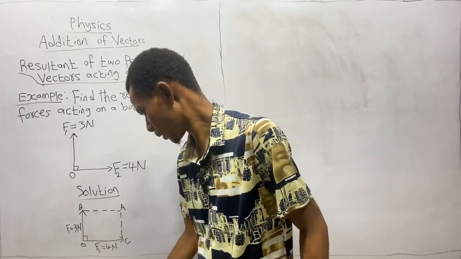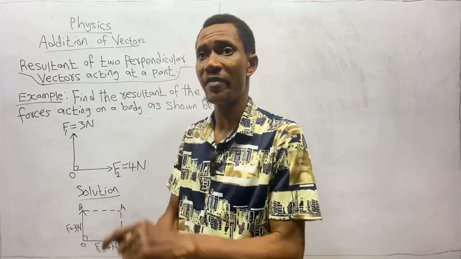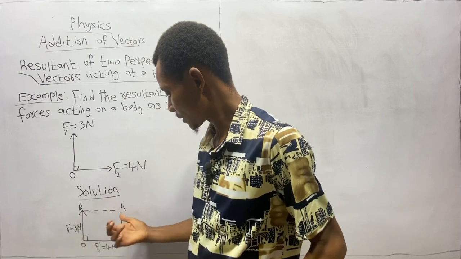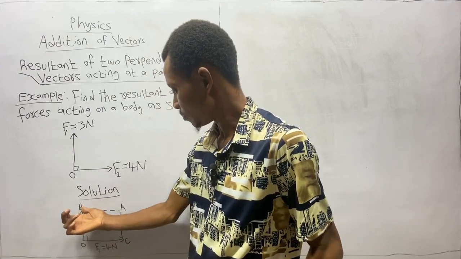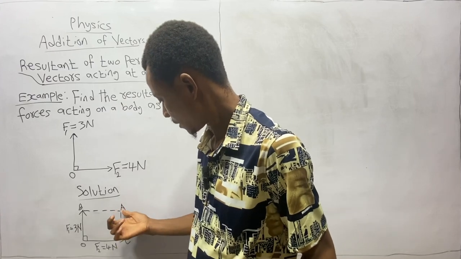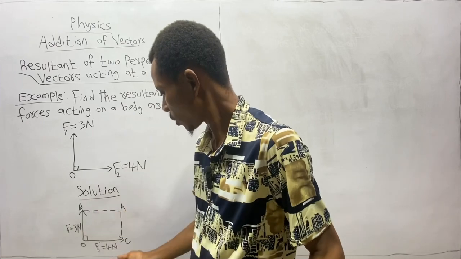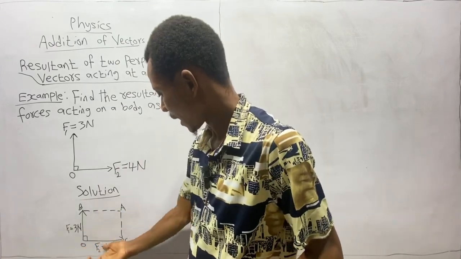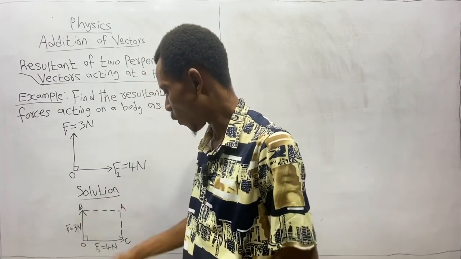Now, we have formed the parallelogram. Remember I said a parallelogram is what? It's a flat shape with four straight lines. Look at the four straight lines: line OB, line BA, line AC, and line CO. These are the four straight lines in which the opposite sides are parallel and equal.